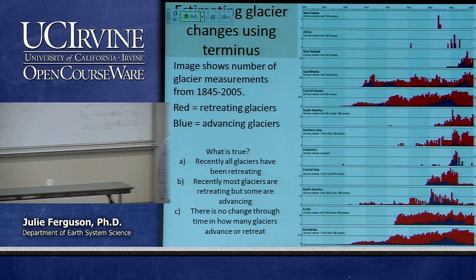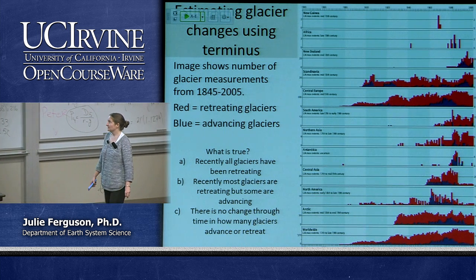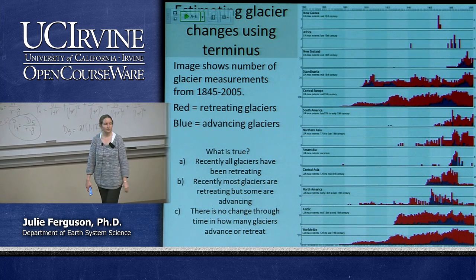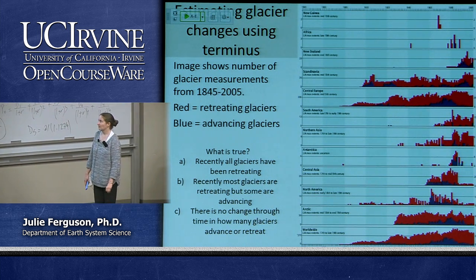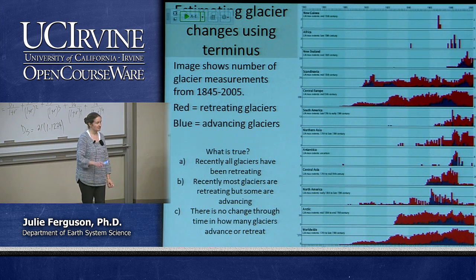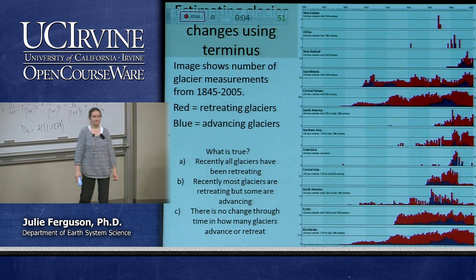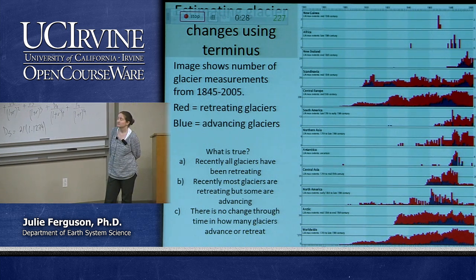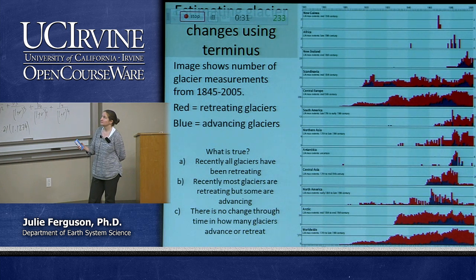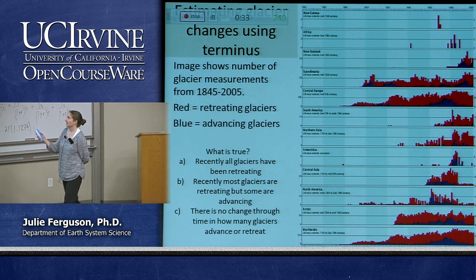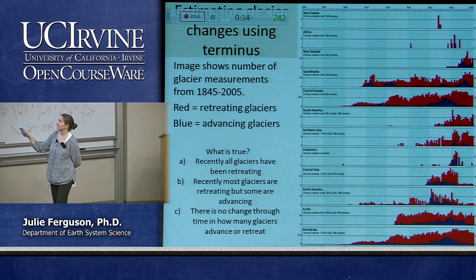Recently, all glaciers have been retreating. Recently, most glaciers are retreating, but some are advancing. Or there's no change through time in how many glaciers are advancing or retreating. So which of those is true about my diagram on the right-hand side here? Any more votes? Thought so. Okay, let's take a look.